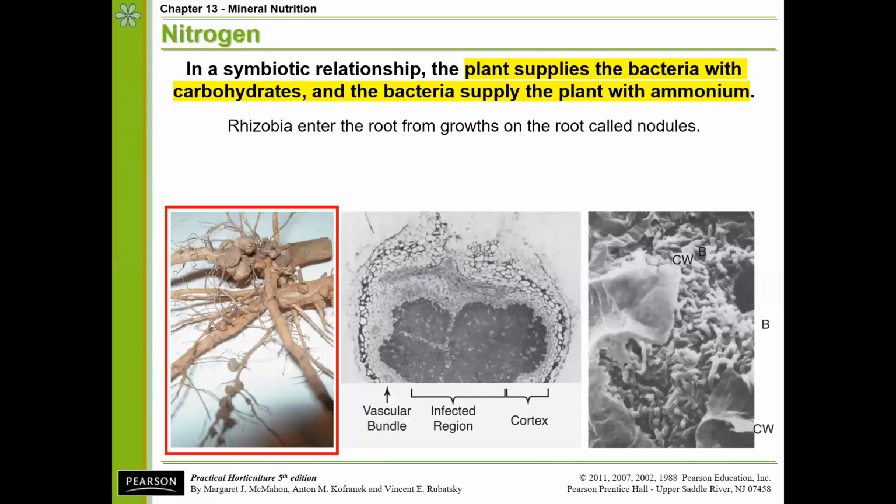inoculate the seeds with the bacteria. So you can actually purchase a rhizobium inoculant and then put that on the seeds and plant them. Generally, many soils, especially if they have not been fumigated, have some naturally occurring rhizobia in the soil. However, it's not a bad idea to use the inoculant.